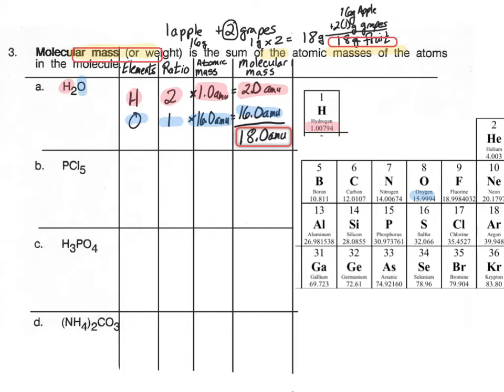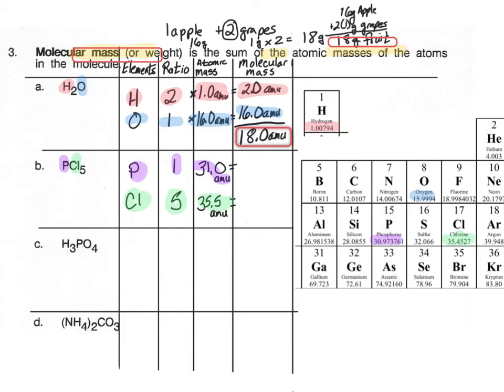So let's try letter B. Letter B has the formula PCl5. Step 1, find the elements present. We see that we have phosphorus and chlorine. How many of each do we have? We have 1 phosphorus and 5 chlorines. And now we're going to find the atomic masses of each of those atoms. Phosphorus has the atomic mass of 31.0 AMU, and chlorine has the atomic mass of 35.5 AMU.